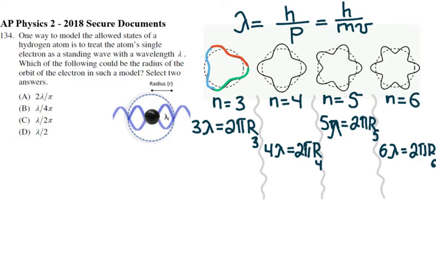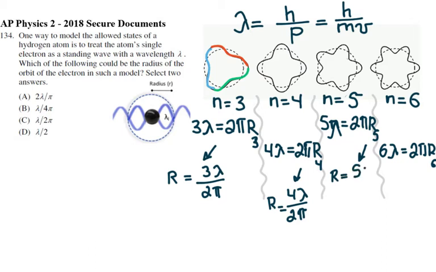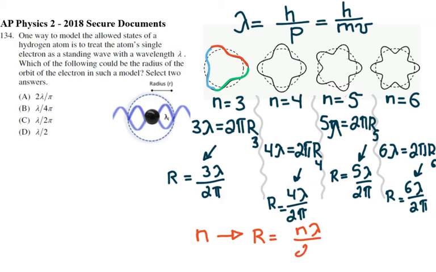So if I solve each one of them for the radius, then I have 3 lambda over 2 pi in this case. In this case, I have 4 lambda over 2 pi. In this case, I have 5 lambda over 2 pi, and in this case I have 6 lambda over 2 pi. So I also can say for every individual case, for n number of wavelengths in a circle, the radius is going to be n times lambda over 2 pi.